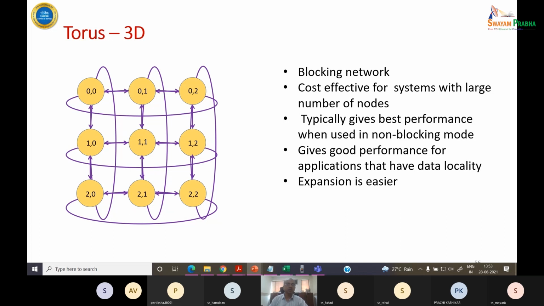But suppose instead of 9, if you have 8, then obviously one of these will be missing. Let's say this is missing, then this ring will have only 2 elements. So this will have 2, this will also have 2, and others will have 3. So it will have to be made like this.